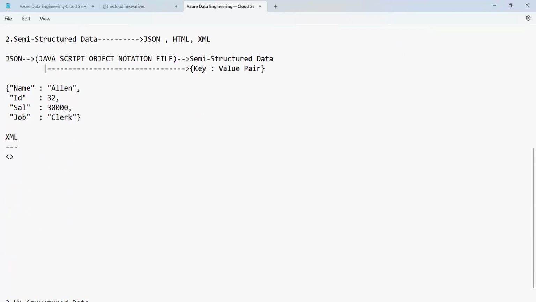So guys, it will be in tags. This tag is called a root tag. And these are called row tags. Again, this is called the end of the root tag.